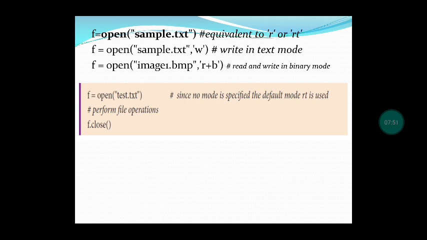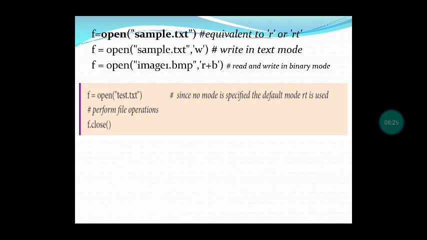Here an example has been given for reading in text mode and binary mode. First example is open('sample.txt'). It is equivalent to 'r', because by default in Python, if you are not mentioning any mode, it will take text mode, that is 'r' or 'rt'. And the next one is 'w', that is the write mode. And next image.bmp, as I already said, image files will be in binary mode. So read or write in binary mode.